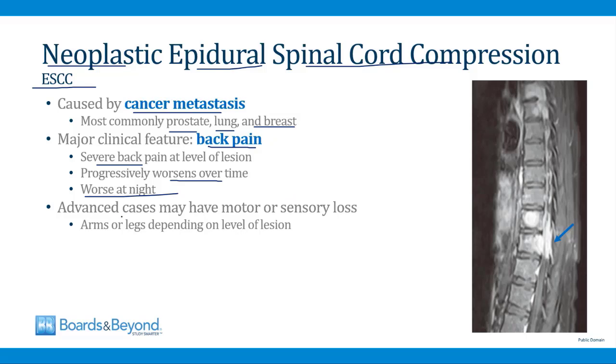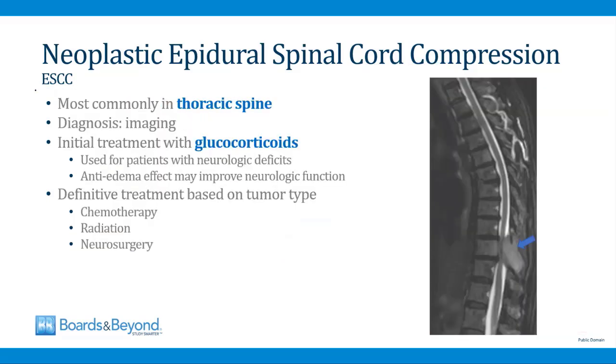And then if the metastasis is advanced, then the patient can have motor or sensory loss. This can involve the arms or the legs depending on the level of the lesion. And once again, neurologic deficits like motor or sensory loss are a red flag in a patient with low back pain that always merit further workup, usually meaning imaging. The most common location in the spine for an ESCC is in the thoracic spine, and the diagnosis can be made by imaging, usually with an MRI.